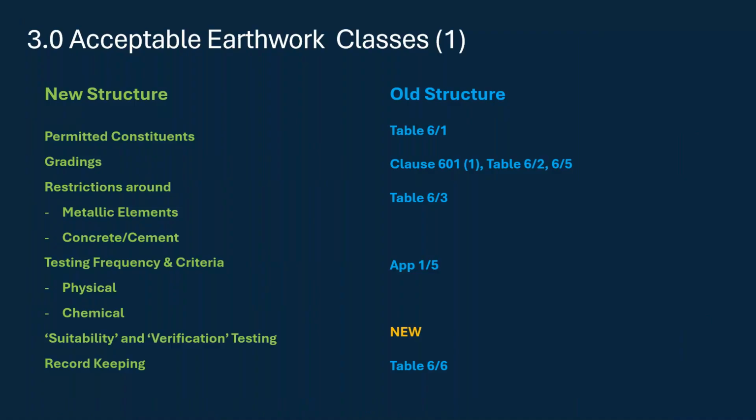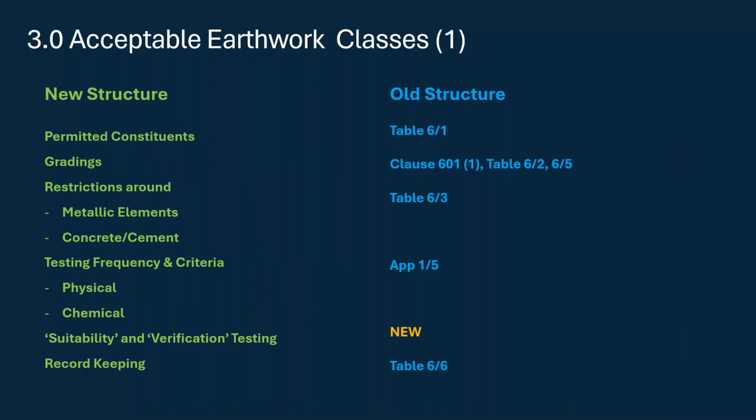The testing frequency and criteria have been taken from the appendix and table 1.5 and are now included within series 600, and it is specified along with the test that it's referring to the frequency of. There is much greater emphasis now on chemical testing in the document as well. That's a standard requirement. It wasn't really before in the old one.